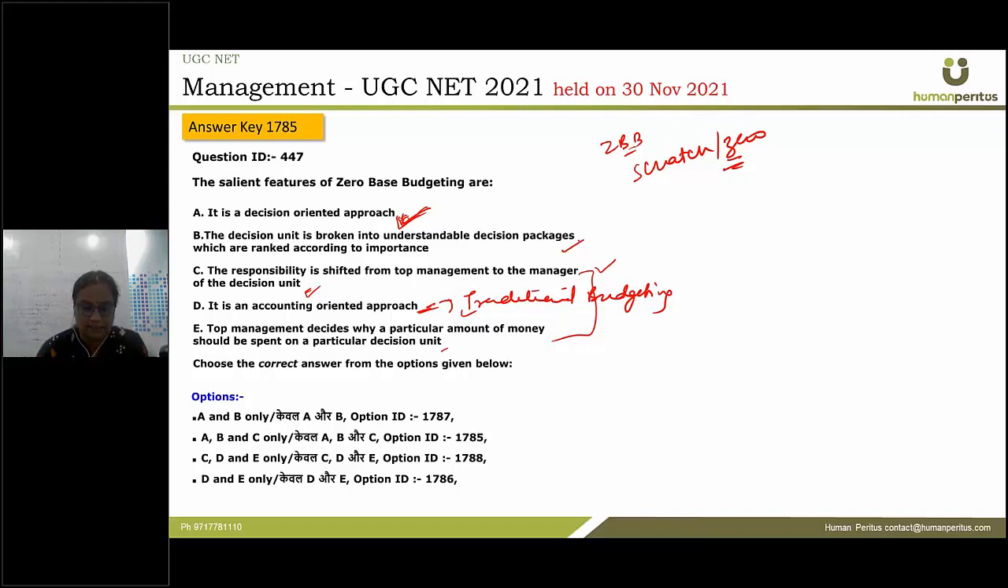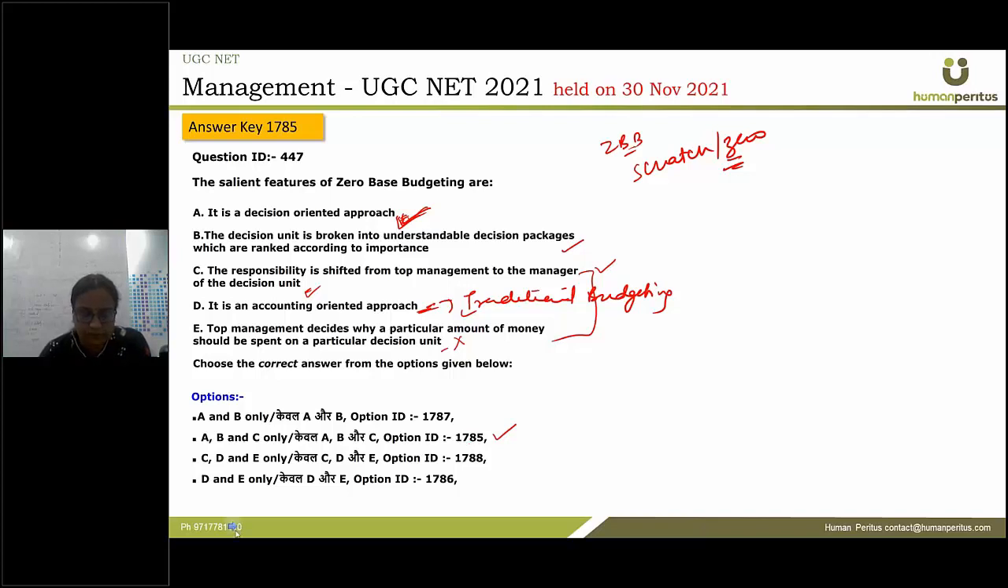So this A, B, C should be correct. Now, if the top management decides why a particular amount of money should be spent on a particular decision unit, this is not zero-based budgeting, it's a traditional budgeting. Okay. So A, B, C should be the correct option to this question.